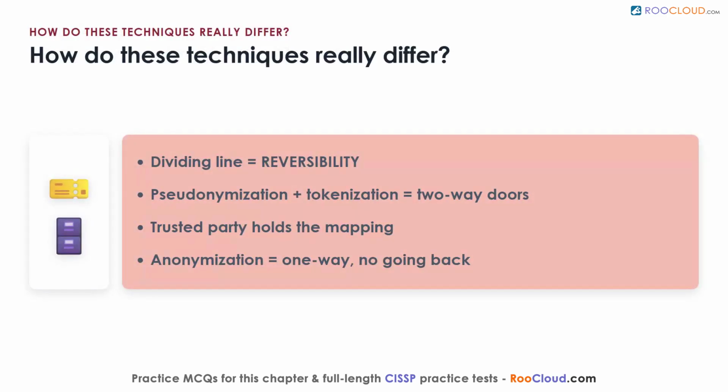So how do these privacy techniques really differ? The dividing line is reversibility. Pseudonymization and tokenization are two-way doors, since a protected mapping lets an authorized party recover the original. Pseudonymization suits sharing a dataset with outsiders while keeping identities out of their reach. Tokenization lets a trusted middle party, like a payment network, hold both the token and the real value, while no one else does. Anonymization is a one-way door. Once the data is truly scrambled, there is no key and no going back.